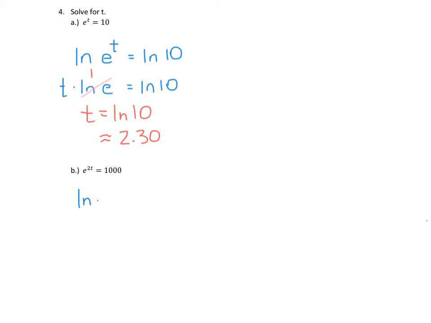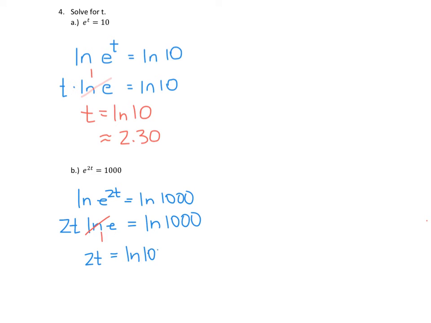So we have natural log of e to the 2t equals natural log of 1,000. And once again, I chose to apply the natural log to both sides since my base is e, and natural log of e ends up being 1. The property of logarithms that allows us to bring the 2t out in front, we'll do that next. So we have 2t times natural log of e equals natural log of 1,000. Once again, the natural log of e goes away, and that's equal to 1. So we have 2t equals natural log of 1,000.